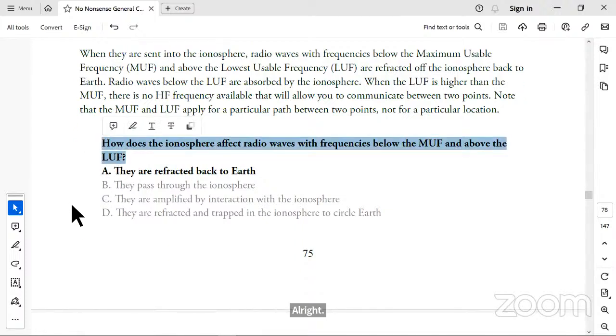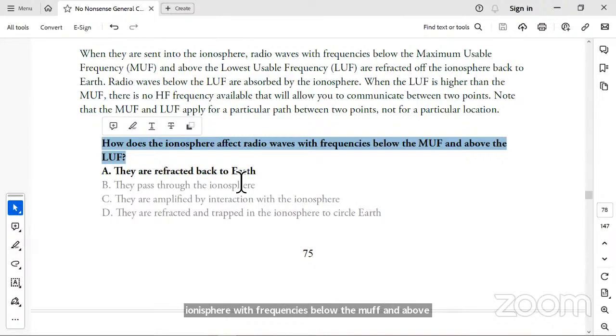How does the ionosphere affect radio waves with frequencies below the MUF and above the LUF? Well, this is actually what we are trying to achieve. This is highly desirable. We want to utilize the ionosphere with frequencies below the MUF and above the LUF because they are refracted back to Earth, and that's what we're trying to do with our signal. We're trying to bounce it off the ionosphere, and that's why we choose frequencies below the MUF and above the LUF.